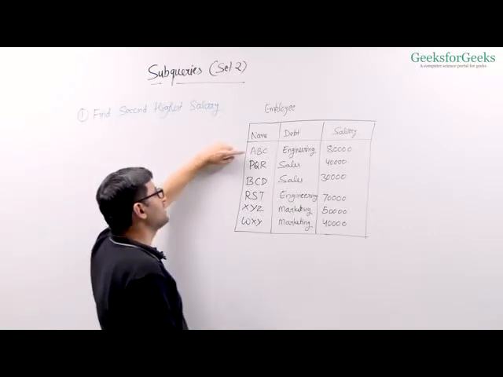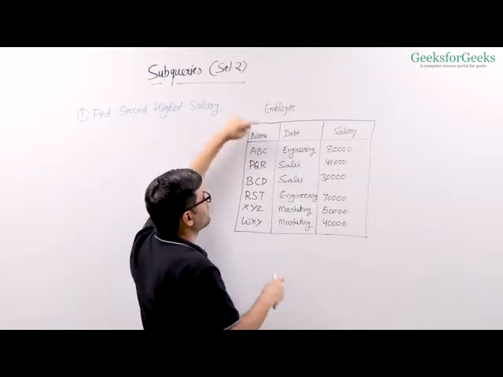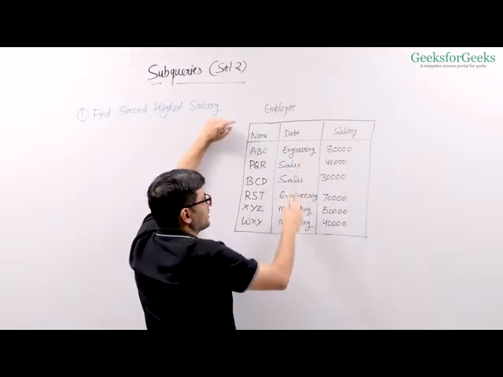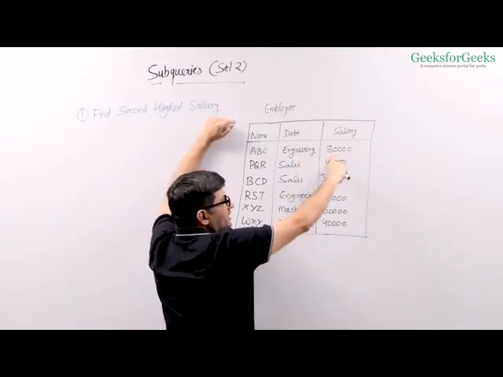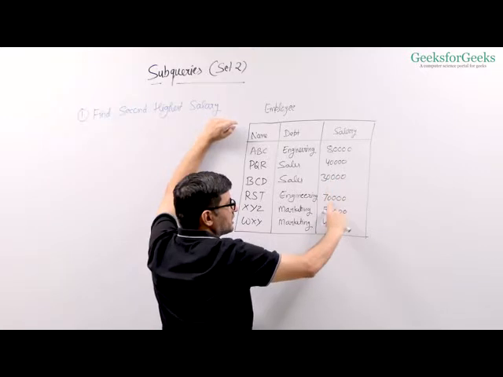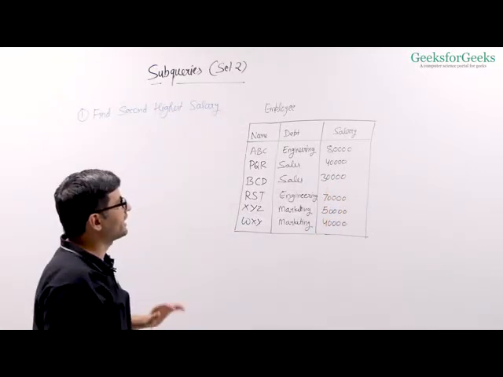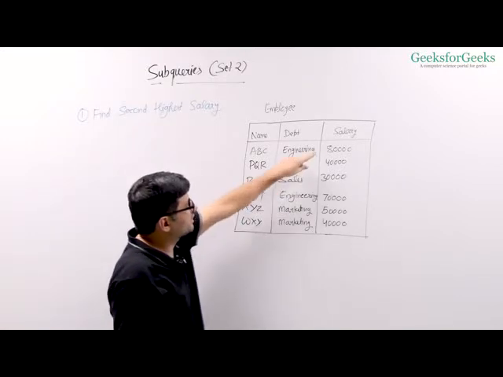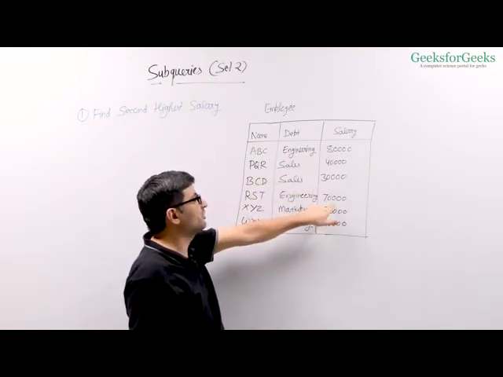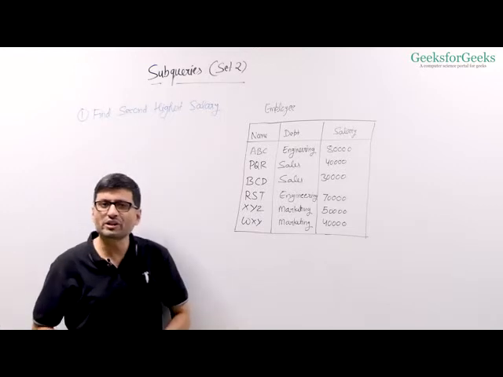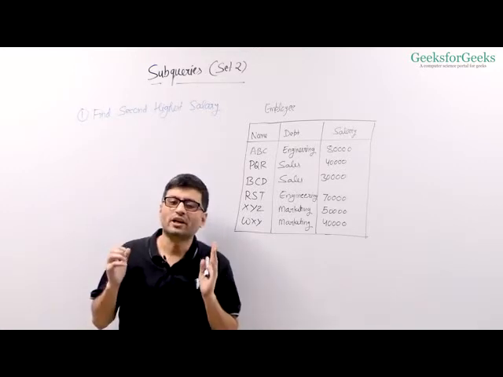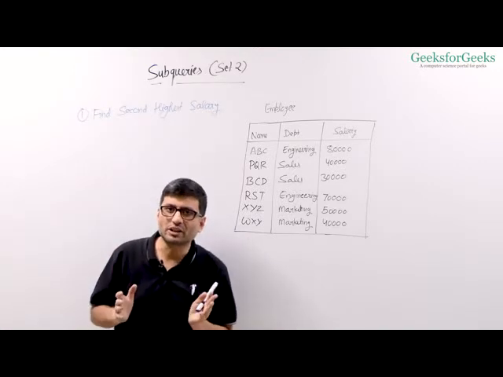So we have employees, we have their names, we have their departments. Departments are engineering, sales, engineering, marketing. And these are their salaries, 80,000, 40,000, 30,000, 70,000, 50,000, 40,000. We want to find out the second highest salary, and first highest is 80,000, second highest is going to be 70,000. How do we solve it? We use nested queries or we use subqueries.